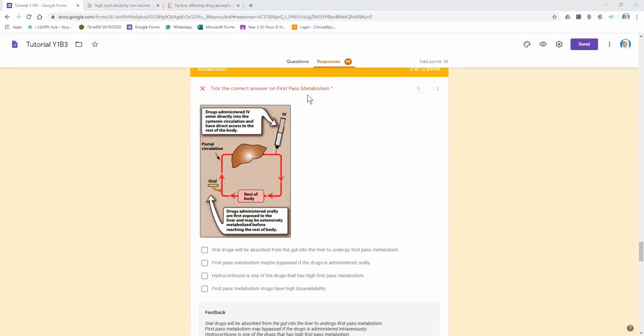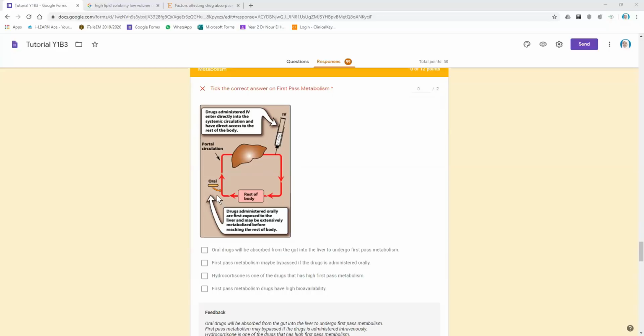Mainly first pass metabolism is for oral drugs, right? Because an oral drug will usually pass through the portal circulation first, and only then gets into the systemic circulation. So oral drugs will be absorbed from the gut into the liver to undergo first pass metabolism. This is true.